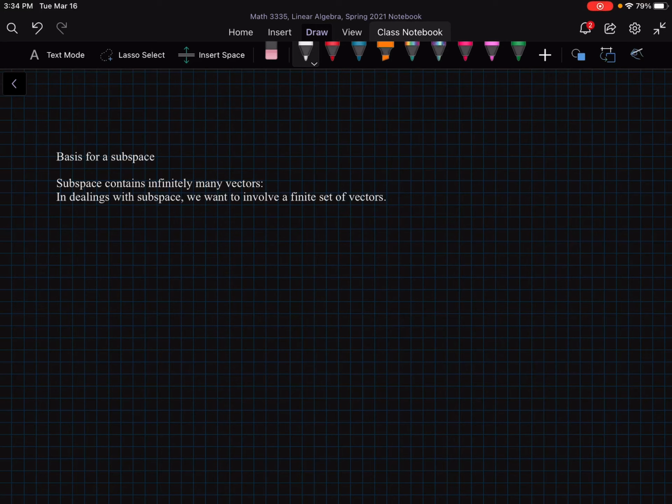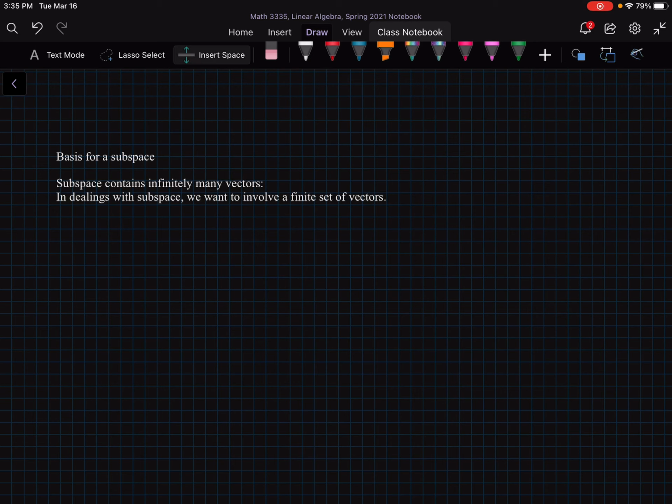Okay, class. Now we want to talk about a basis for a subspace. As you know, a subspace normally contains infinitely many vectors. So in dealing with a subspace, we want to see if we can involve a finite set of vectors so that we can restrict our possible expressions of any vector based on a finite set of known vectors.